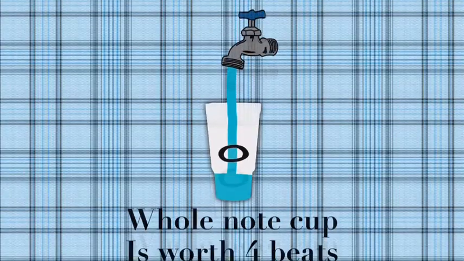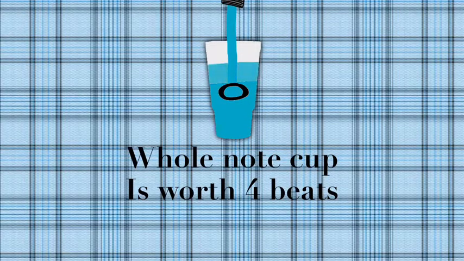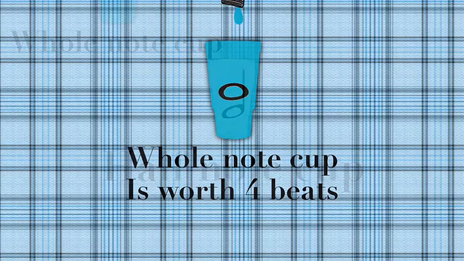And 1 beat, 2 beats, 3 beats, 4 beats, and turn off the water before it starts leaking everywhere. Okay, that's good. I thought we were going to get water everywhere. So now the cup's full and it's holding 4 beats worth of water. So let's put that to the side and go on to the next note.